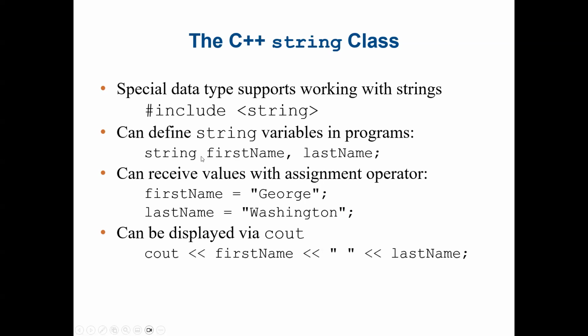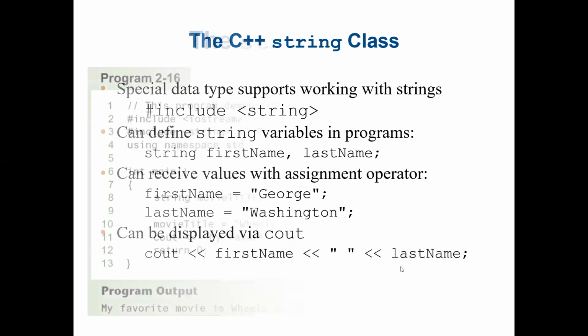So in this case, we declare variables named firstName and lastName. Their data type is string. We assign George and Washington to firstName and lastName. Then we use cout to print the content of firstName, which will be George, and the content of lastName, which will be Washington.